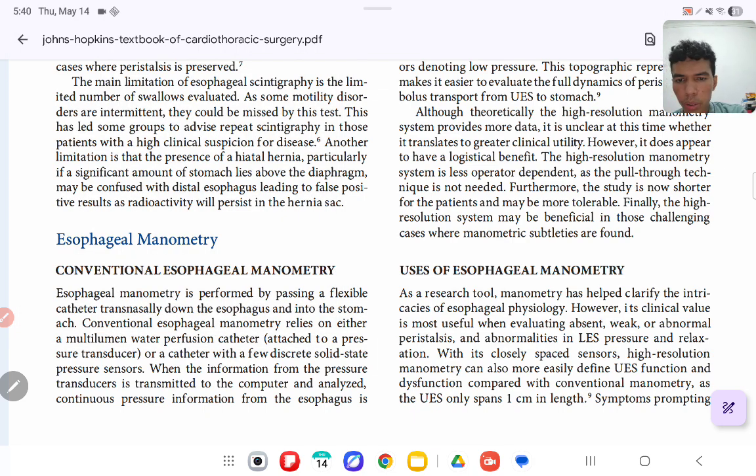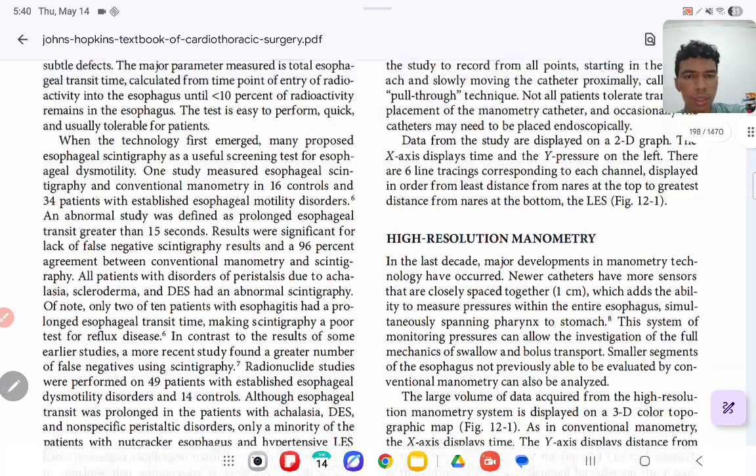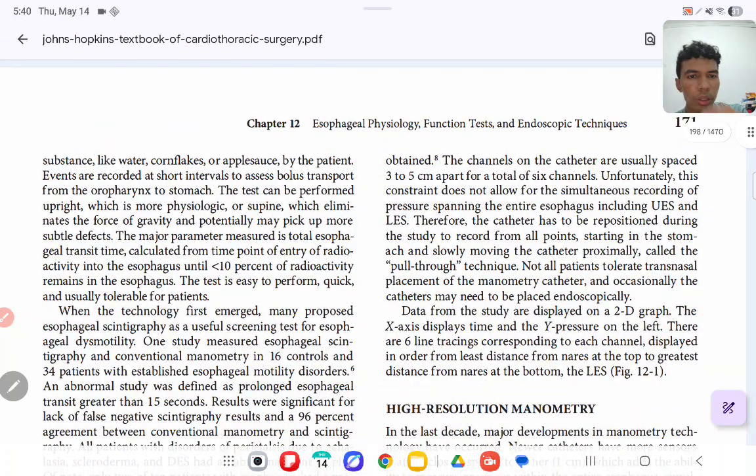Conventional esophageal manometry relies on either a multi-lumen water perfusion catheter attached to a pressure transducer or a catheter with a few discrete solid-state pressure sensors. When the information from the pressure transducer is transmitted to the computer and analyzed, continuous pressure information from the esophagus is obtained. The channels on the catheter are usually spaced 3 to 5 cm apart for a total of 6 channels.